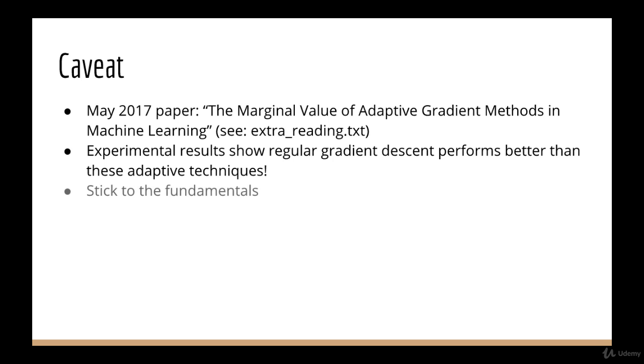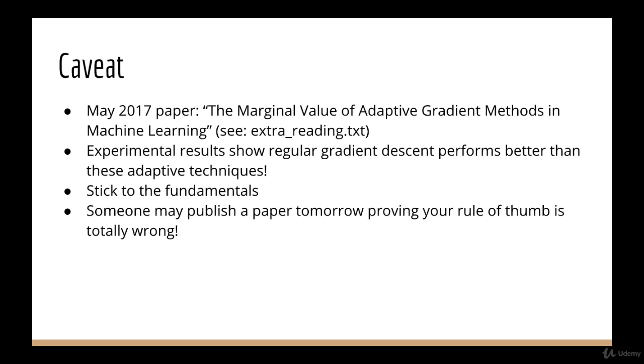So this is why I like to say stick to the fundamental principles. Hyperparameters were meant to be optimized and everything is data dependent. This means for all of you who are asking, what are the best rules of thumb? I get that it's uncomfortable to have to make a lot of choices all at once. This is the case even for me. But just keep in mind, someone can publish a paper tomorrow proving that your rule of thumb is actually wrong.